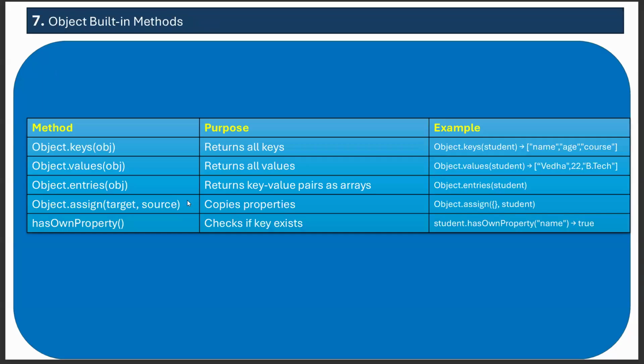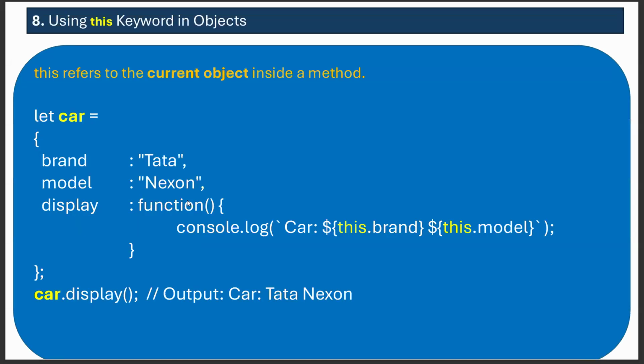We have very limited methods in objects, but do you remember in arrays we have plenty of methods? I think we covered keys, values, and entries methods. I'll try to cover assign and hasOwnProperty as well today. And next case, this program is straightforward.